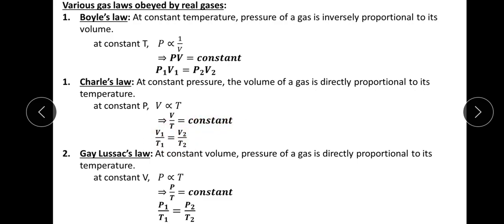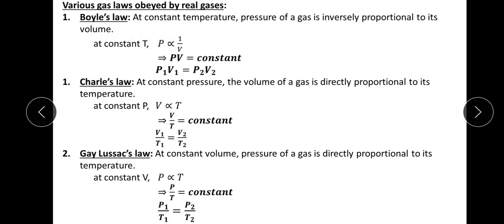That is why the ratio of V to T remains constant, or we can write V1 by T1 is equal to V2 by T2. And thirdly, Gay-Lussac's law states that at constant volume, the pressure of a gas is directly proportional to its temperature. That is, P is proportional to T at constant volume. Mathematically we can write P by T is equal to constant, or P1 by T1 is equal to P2 by T2. These are called the gas laws.